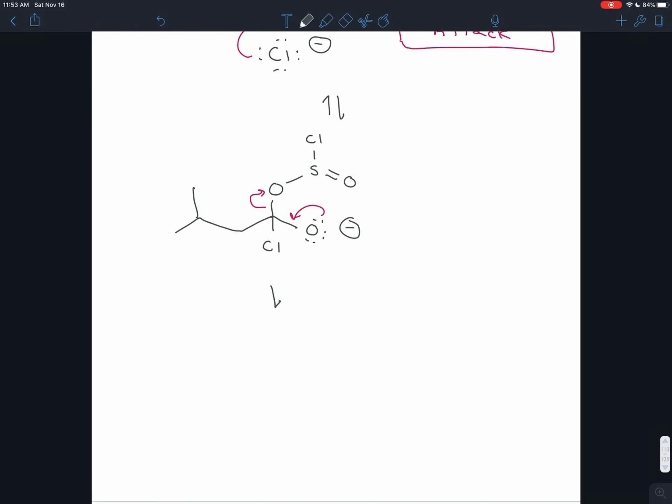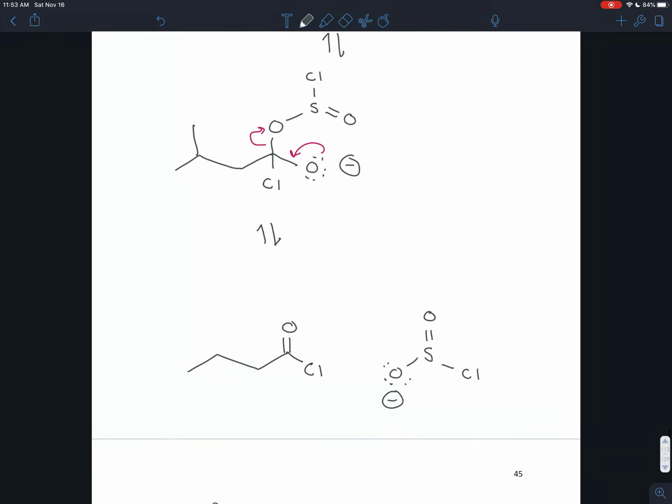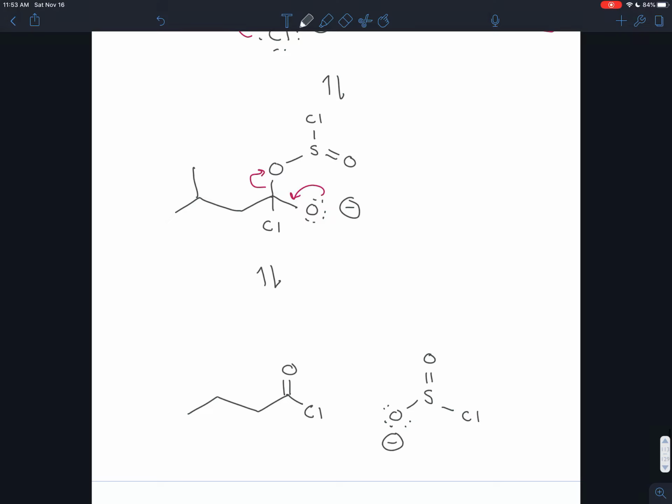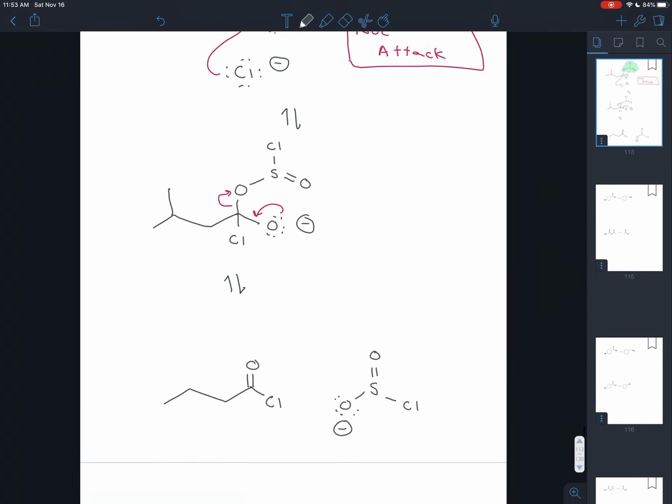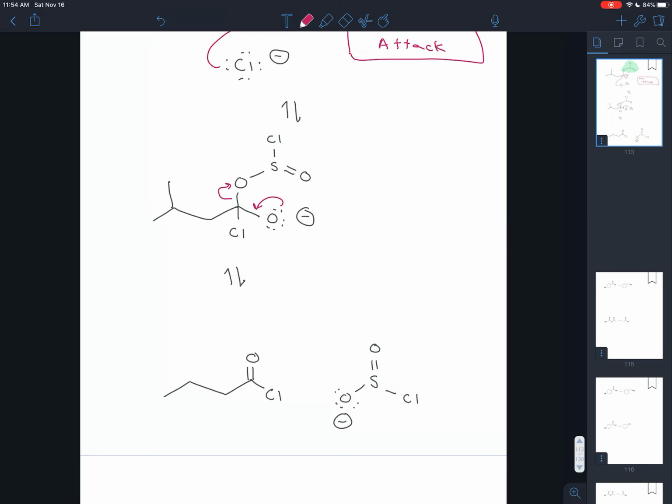And what we're left with is a double bond to this oxygen. The chlorine is still there, and we have a sort of strange sulfur compound with an oxygen on one side. Now, ultimately, that sulfur compound is going to degrade. So this last step, you could sort of think of that as loss of a leaving group.